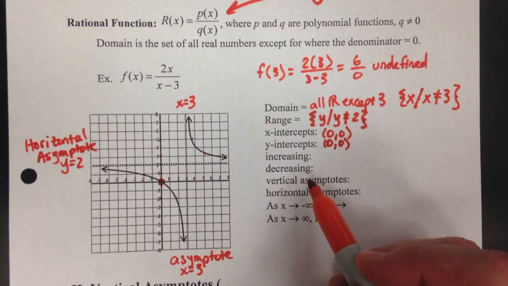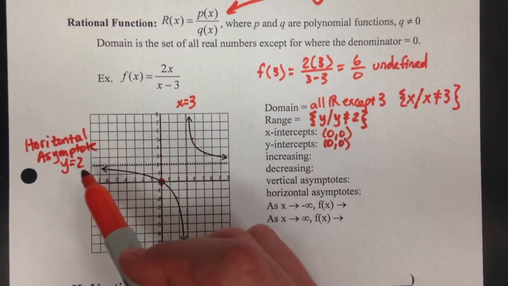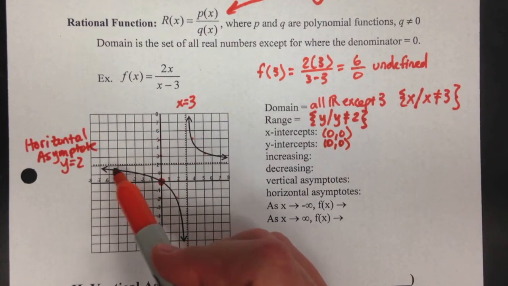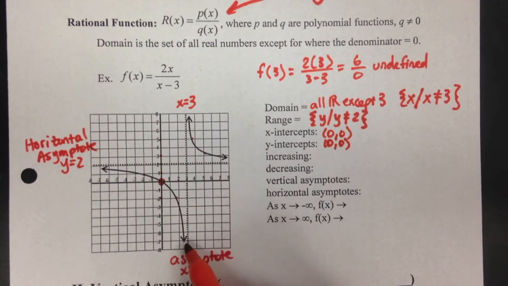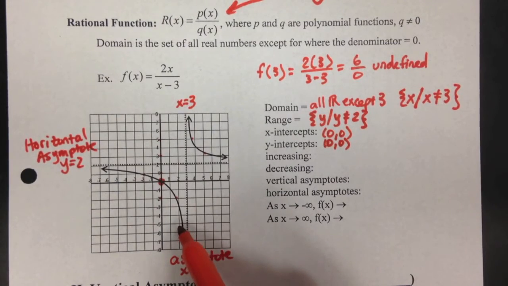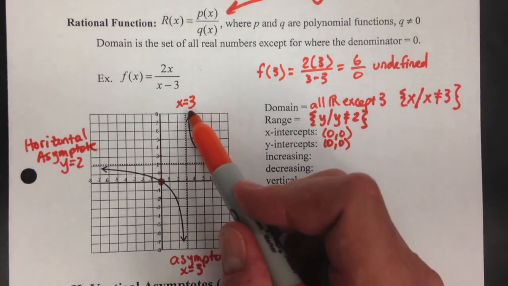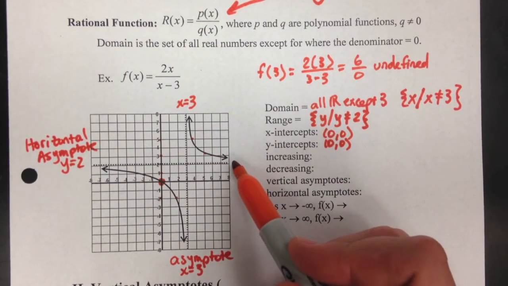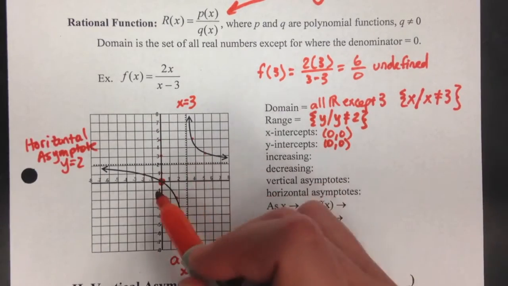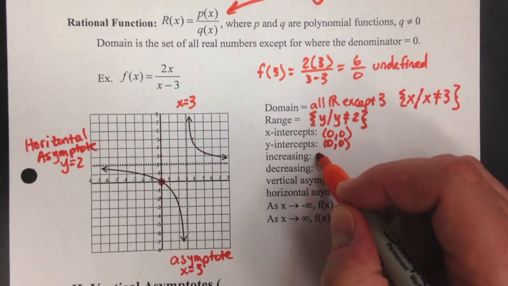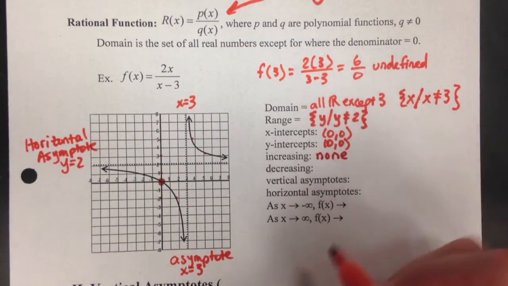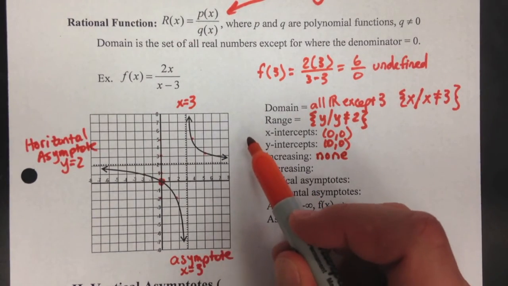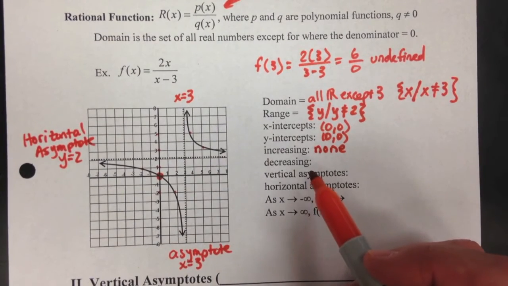Increasing and decreasing. Well, as you move left to right, imagine yourself on a roller coaster. This part is going down. That's decreasing. Now when we jump over the vertical asymptote, suddenly I come up here. This is still decreasing. So what happens is, in this particular graph, there is no increasing. So none. As we go left to right, we're never actually going up. Now we are decreasing though.